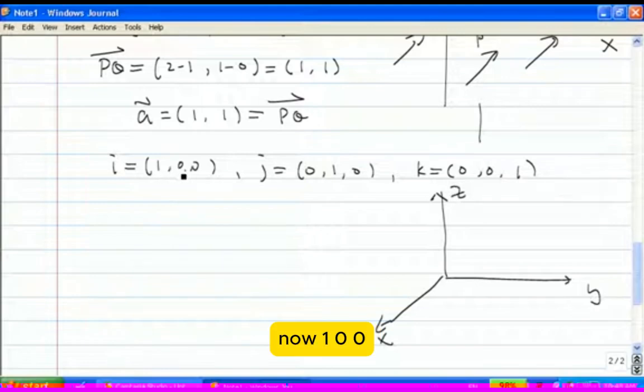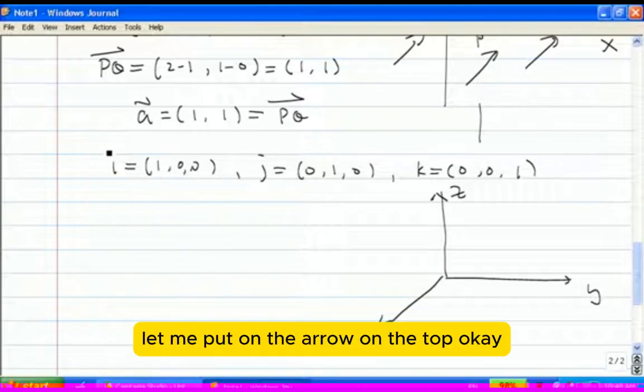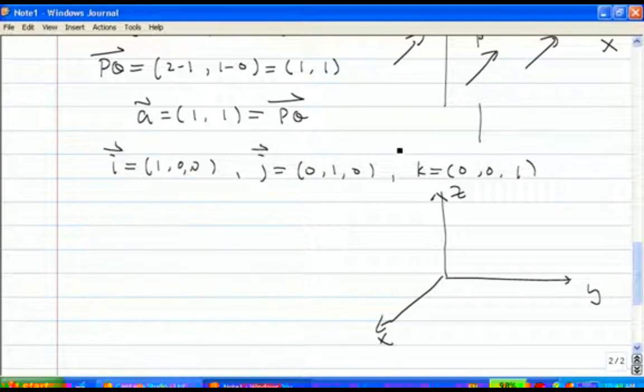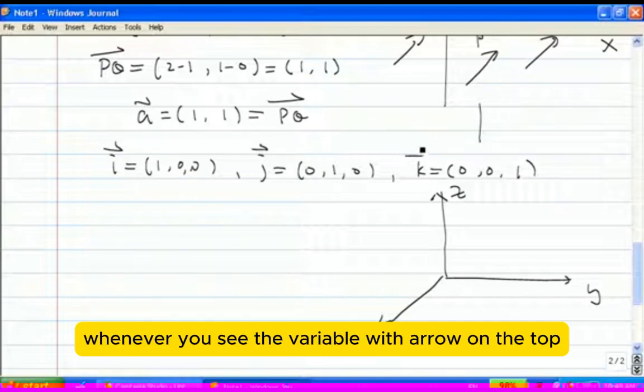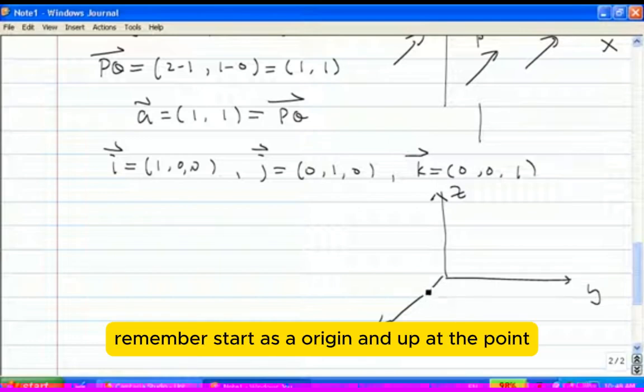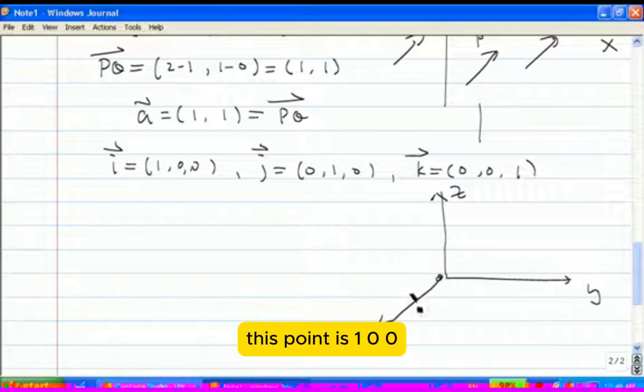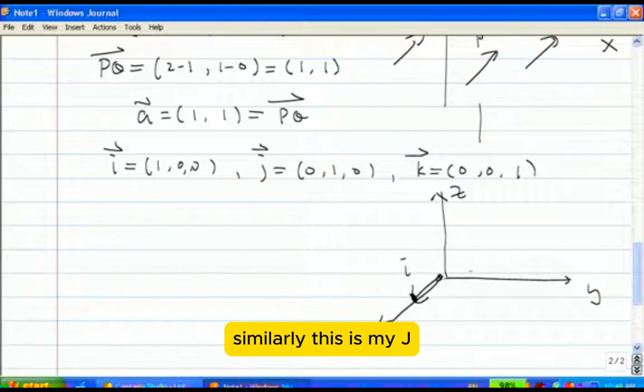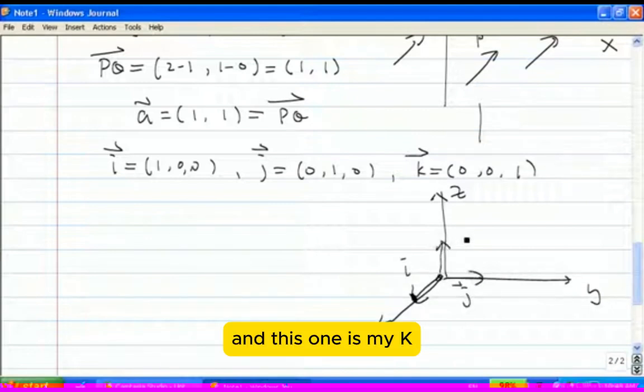Now 1, 0, 0. Remember, if I say this is a vector, let me put the arrow on top. Whenever you see a variable with an arrow on top, it means it's a vector, not a scalar. How do we describe a vector? Remember, it starts at the origin and ends up at the point. This point is 1, 0, 0, so this vector is my i. Similarly, this is my j. And this one is my k.